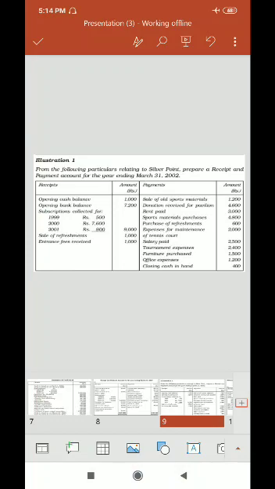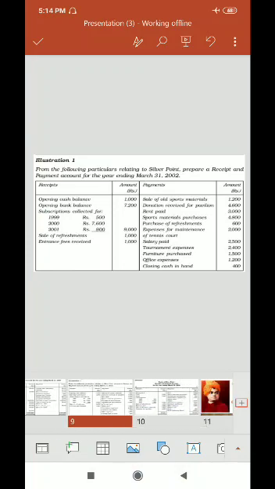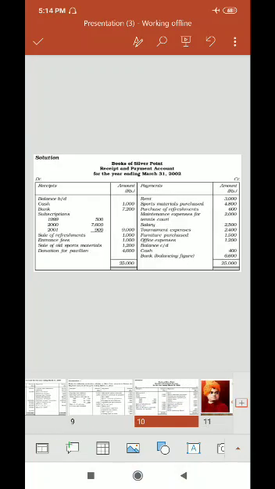Means what you are supposed to find out now, balancing figure will be your closing balance of cash at bank. Shall we go to receipts and payments account now? Coming to the solution, in the books of Silver Point, receipts and payments account for the year ending March 31st, 2000, only 2000, not 2002.